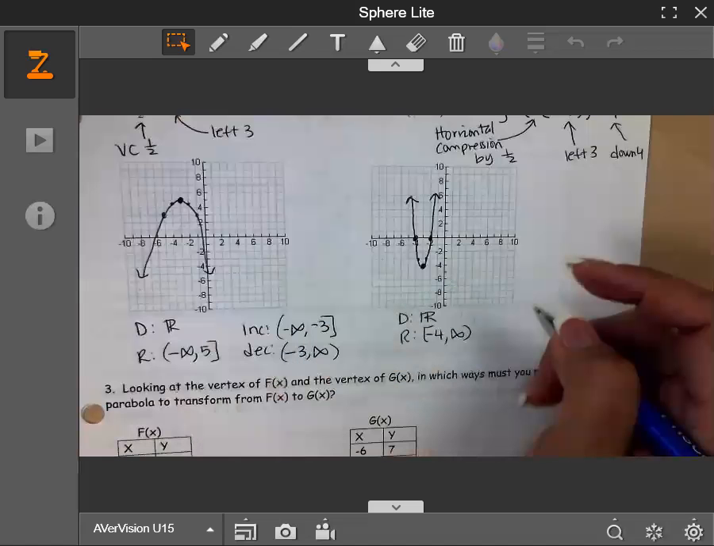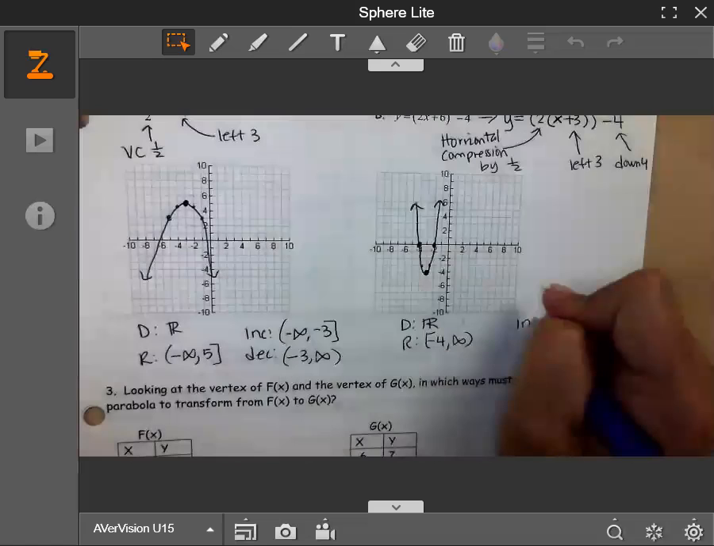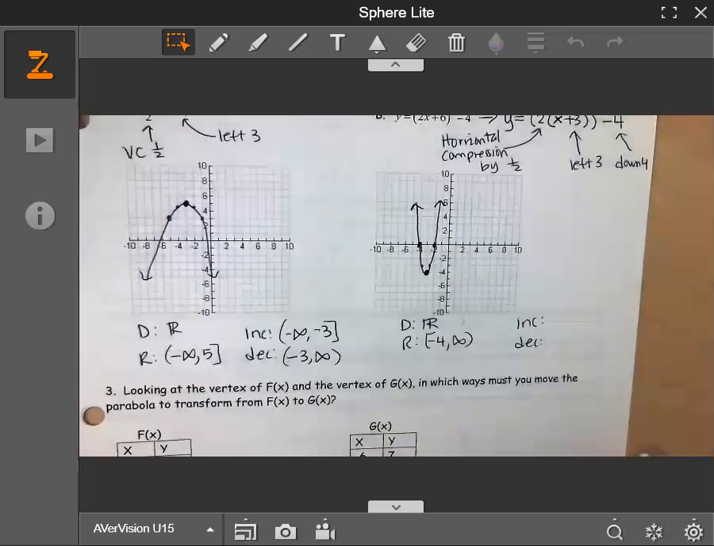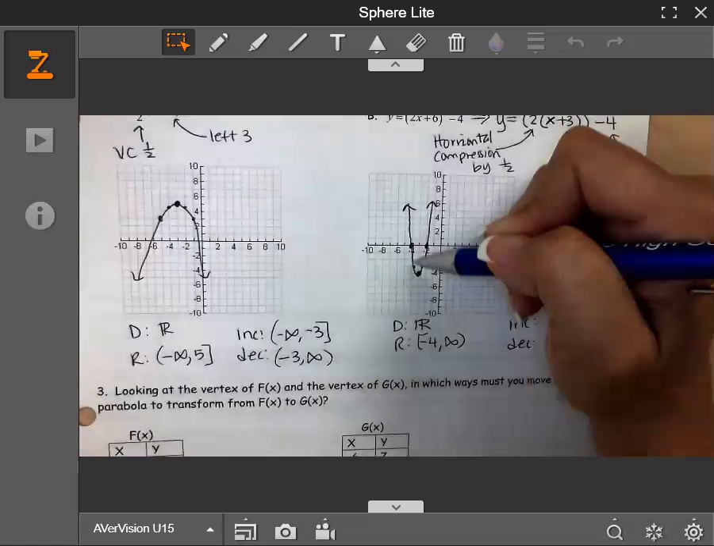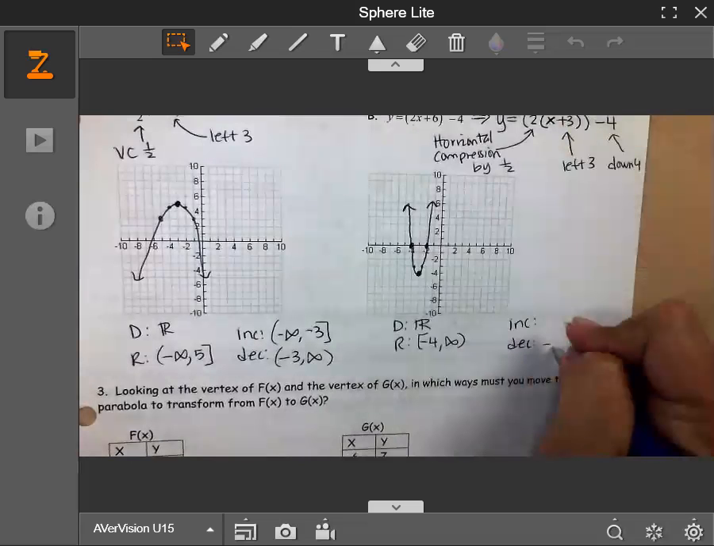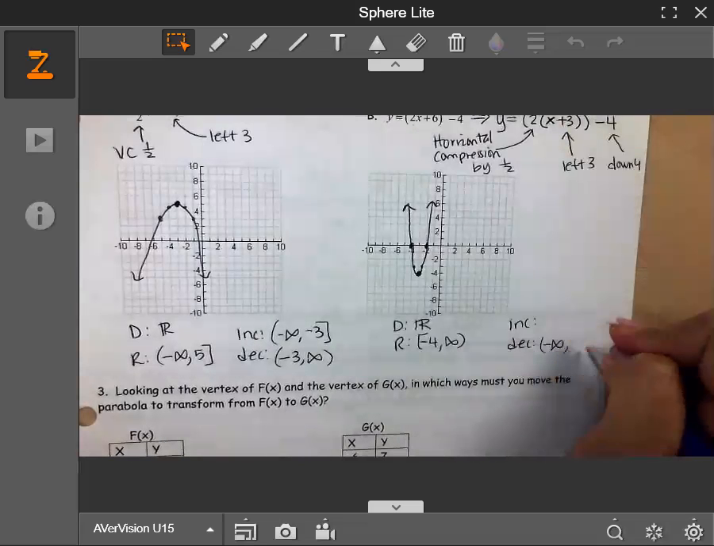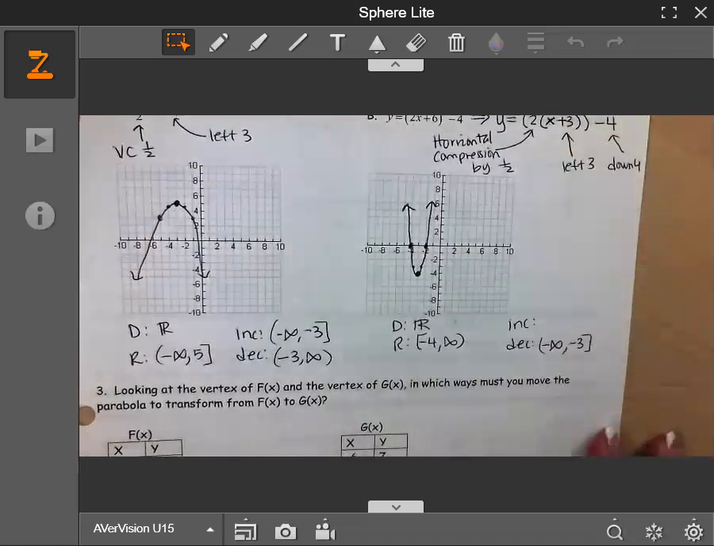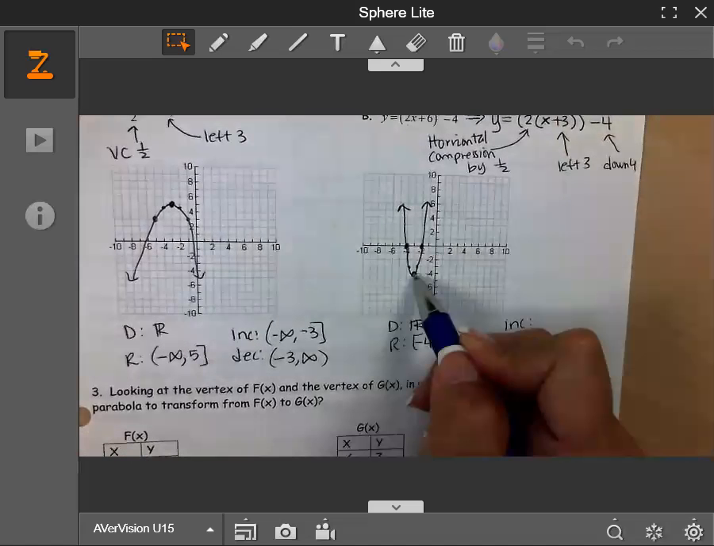Over here, we are decreasing on this left-hand side. So from -infinity up to -3, and then we are increasing from -3 to infinity.